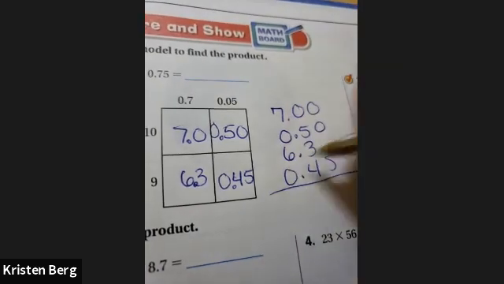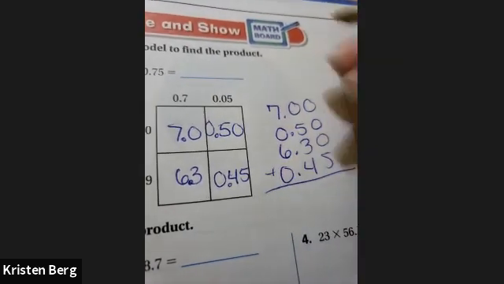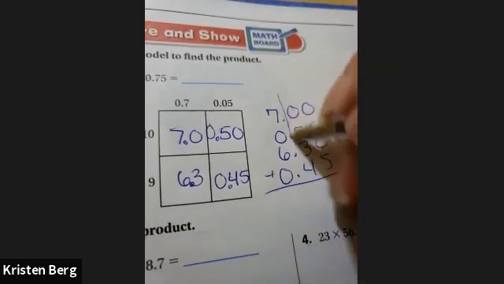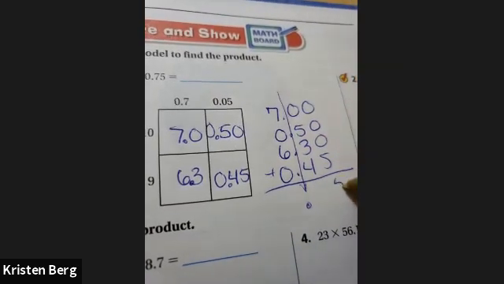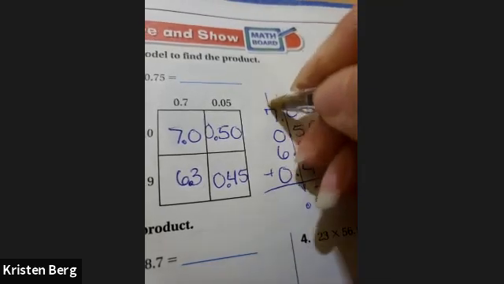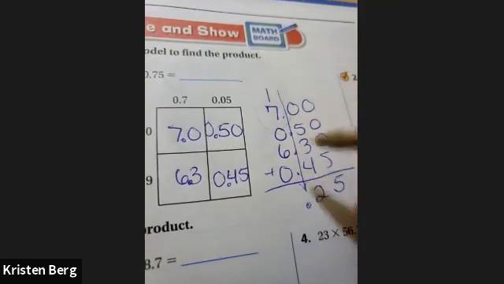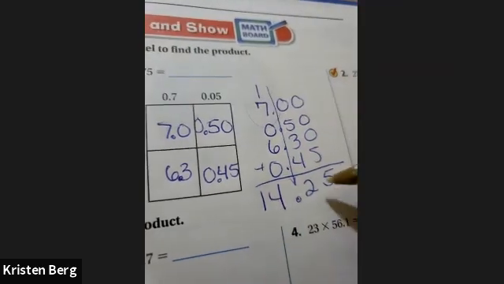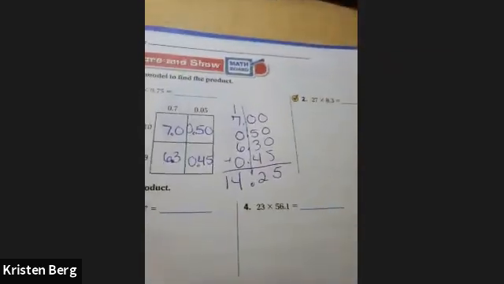You're adding, so make sure you put in a placeholder. Bring down your decimals so you don't forget about that. That would be a 5. 7 plus 5 is 12, carry your 1. Now you have 8 plus 6 is 14. So your answer would be 14 and 25 hundredths.